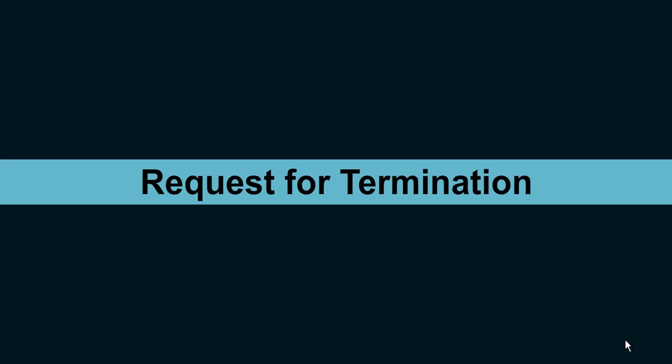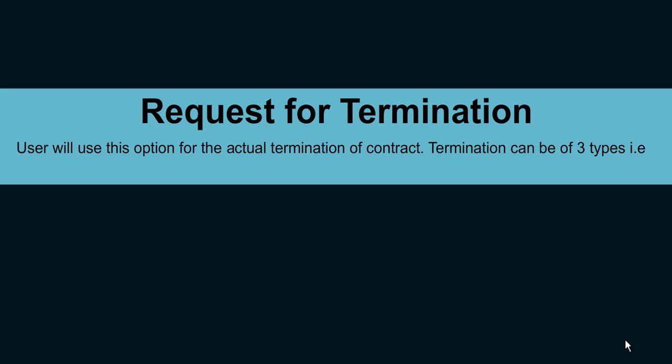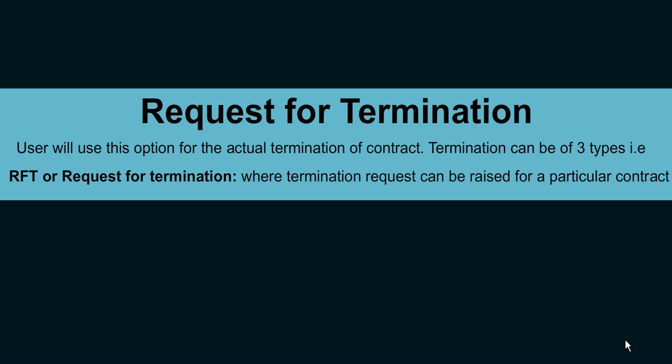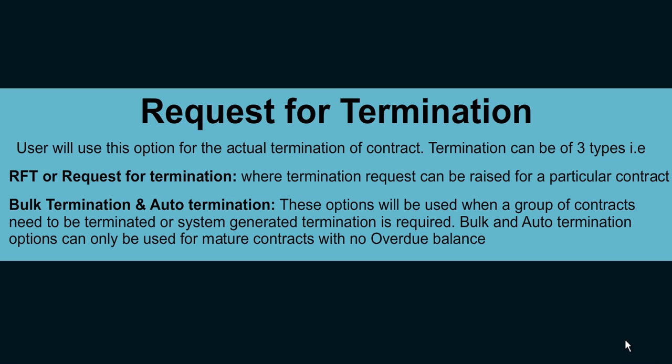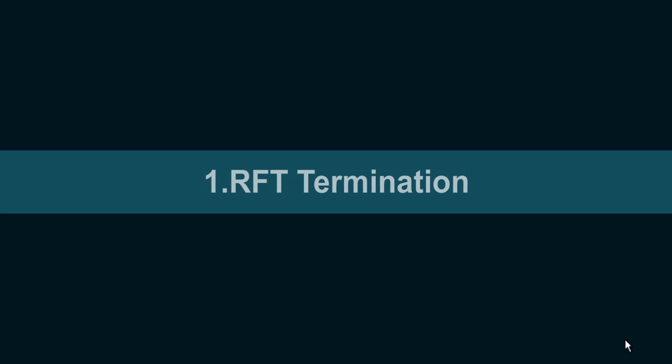Request for termination. User will use this option for the actual termination of the contract. Termination can be of three types, that is RFT or request for termination, where a termination request can be raised for a particular contract, bulk termination or auto termination. These options will be used when a group of contracts needs to be terminated or system generated termination is required. Bulk and auto termination options can only be used for mature contracts with no overdue balance.